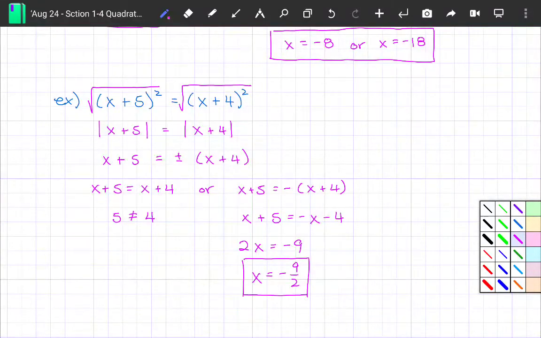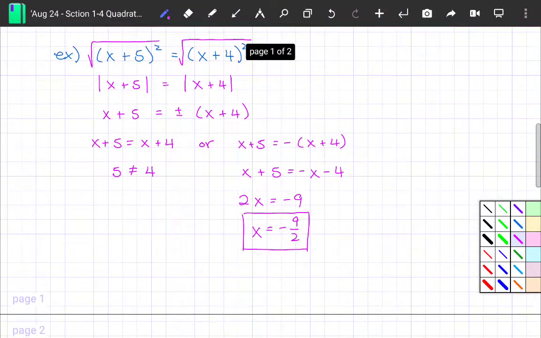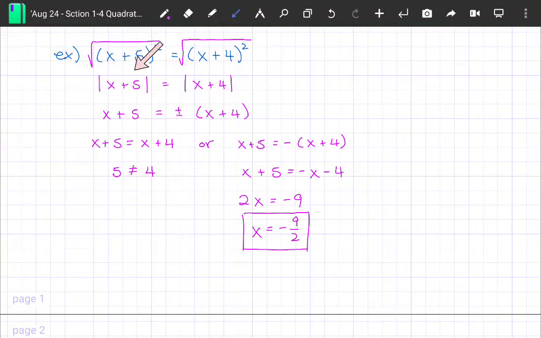Alright, so here's what you should have gotten on this one. I'll move it up, get that old one out of the way. So take the square root of both sides. You have the absolute value then on both sides. Now, when you have the absolute value on both sides, technically I should have also had the plus or minus on this side. So plus or minus x plus 5 equals plus or minus x plus 4. But when you look at all the combinations of pluses and minuses, you wind up with this. All you have to do is take one side and set it equal to plus or minus the other.